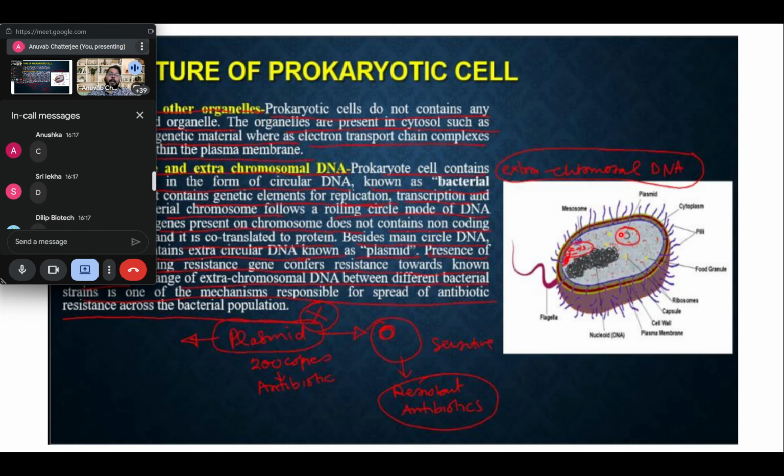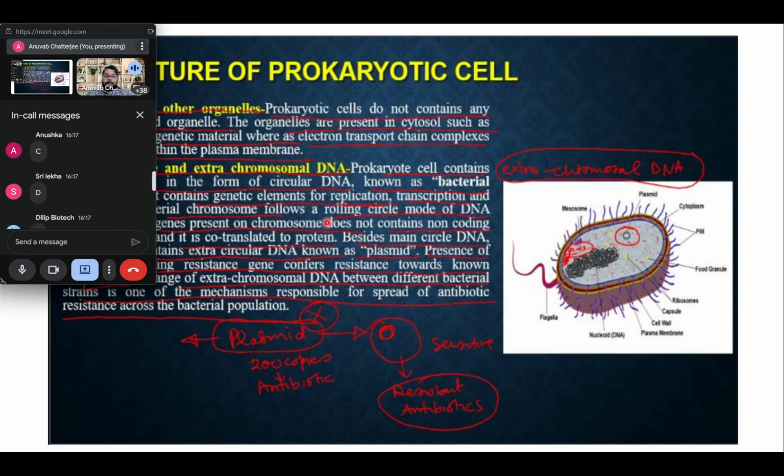So if one bacteria has a very interesting plasmid, it can just pass it on to another bacteria using something known as conjugation. So the points are: this is extra chromosomal DNA, not part of the chromosome. This is circular in nature normally. This is independently replicating, so it can replicate by itself. It has an origin of replication, and it can be passed on from one bacteria to the other.